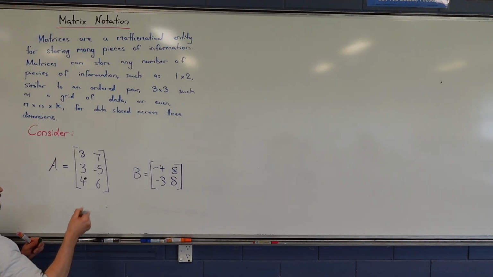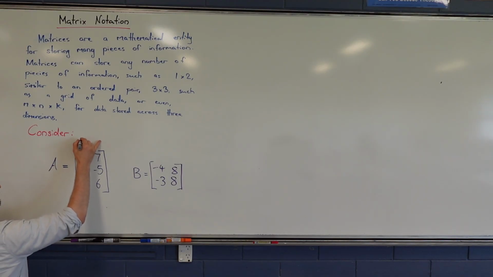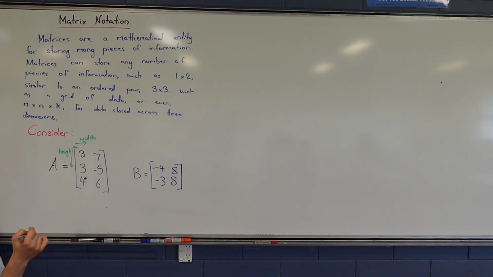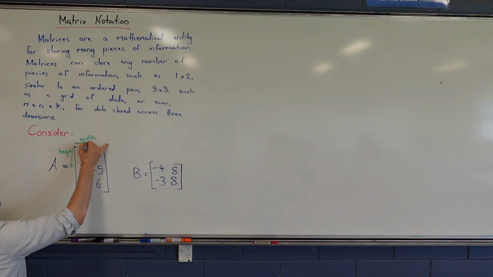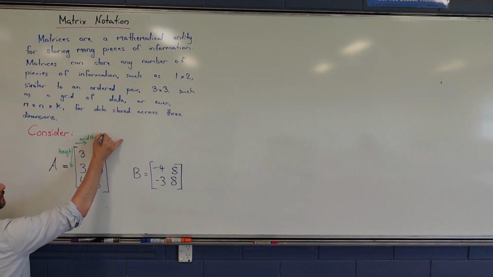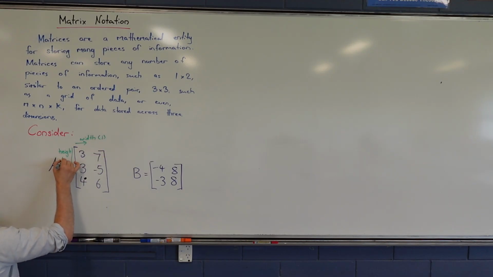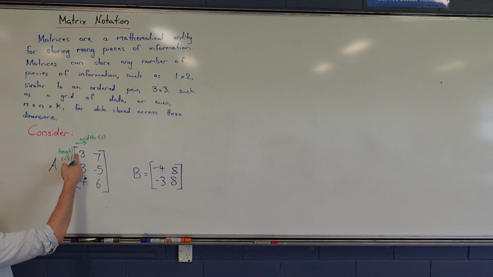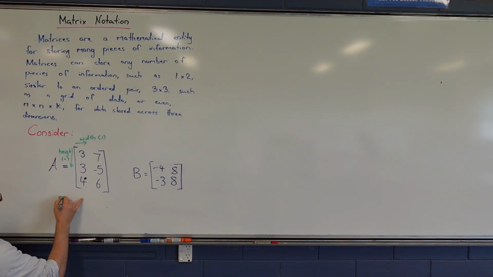They have a width, and they have a height. I'm going to call the width J, and I'm going to call the height I. Now, when we talk about the order of a matrix, we always go by the number of rows it has, by the number of columns.